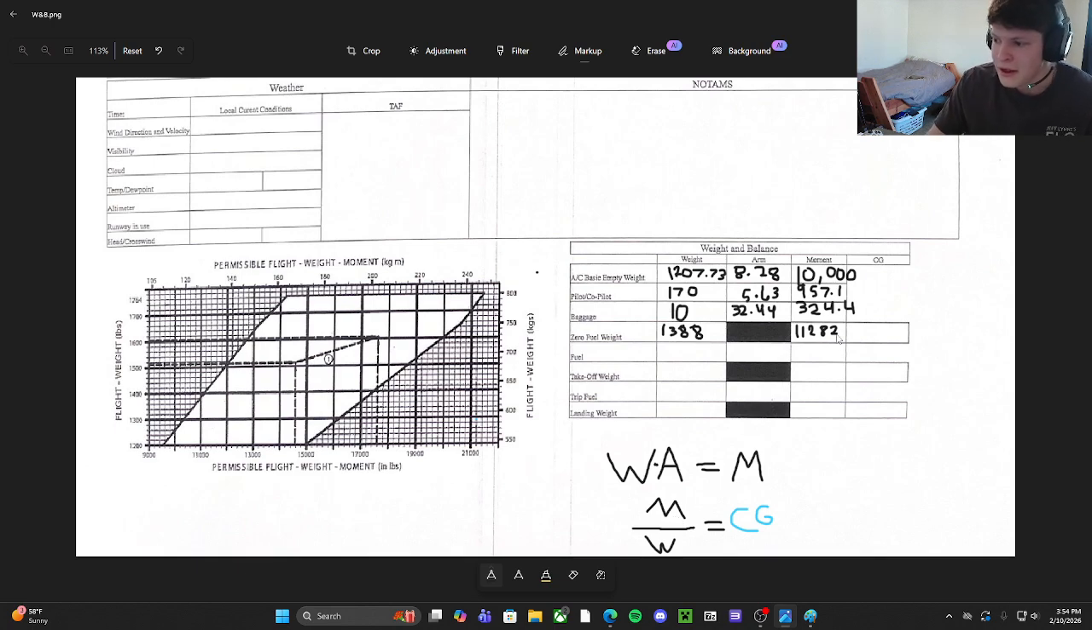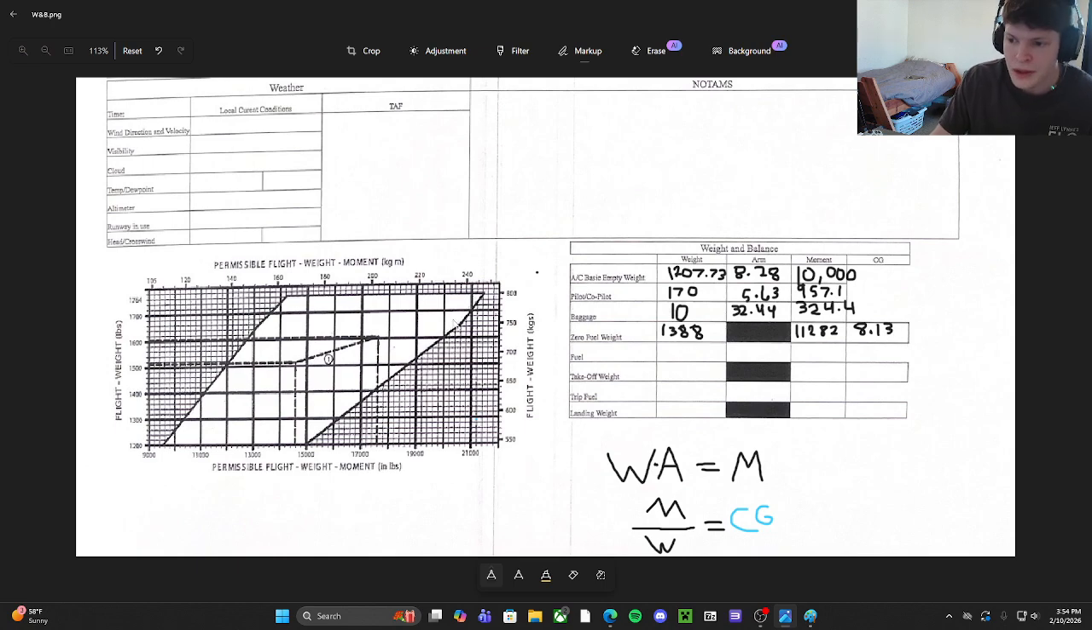So 11,282 divided by 1388. This will give us our center of gravity for this specific point, which it looks like, let me do this calculation one more time. 11,282 divided by 1388 is 8.13.